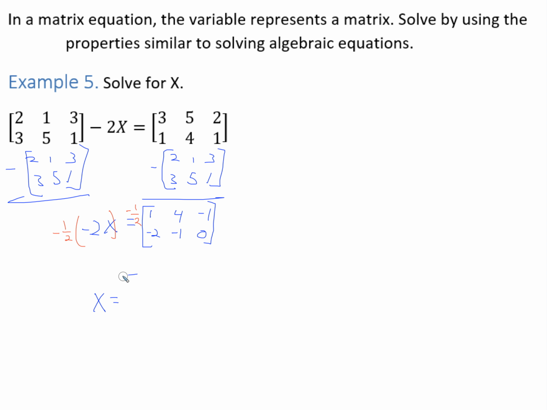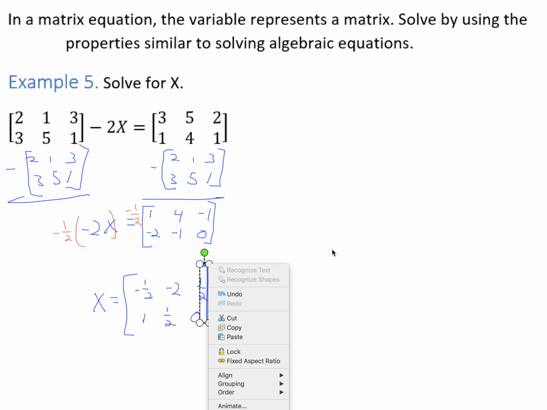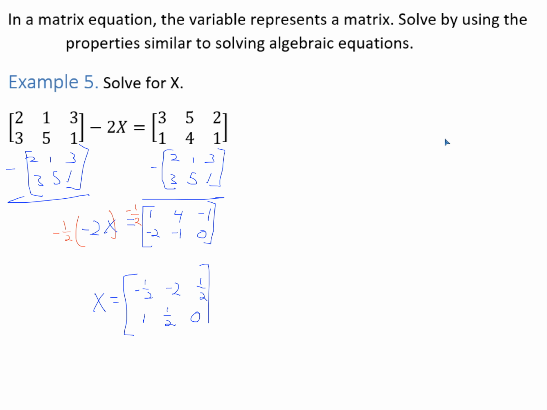And on the right, this is scalar multiplication. Negative 1/2 times 1 is negative 1/2. Negative half of 4 is negative 2. Negative half times negative 1 is positive 1/2. Negative half times negative 2 is 1. Negative half times negative 1 is positive 1/2. And negative half times 0 is 0. So matrix X is negative 1/2, negative 2, 1/2, 1, 1/2, 0.